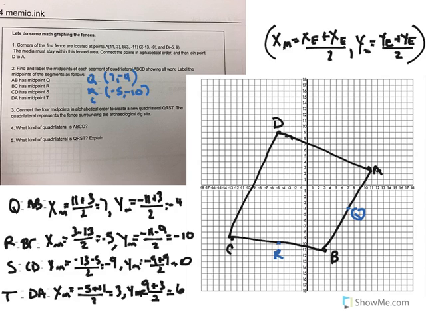Now I have midpoint S. Midpoint S is (-9, 0). Okay. I put that in the figure. I get (-9, 0). This is S. And then I have midpoint T. Oh, hold on. Let's put this over here. And then I have midpoint T, which is (3, 6).